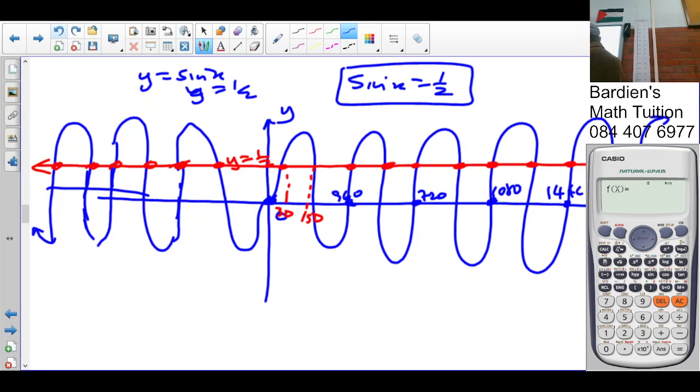1440. Plus 360 will give you that value, and so on. Go in this direction, this is minus 360. This is negative 720. That is negative 1080, and so on and so on. So it carries on in both directions forever.